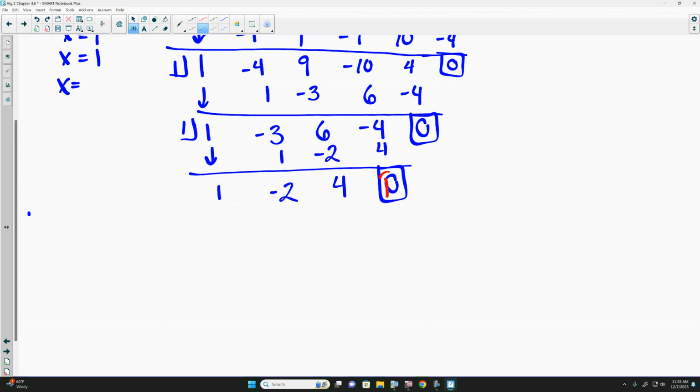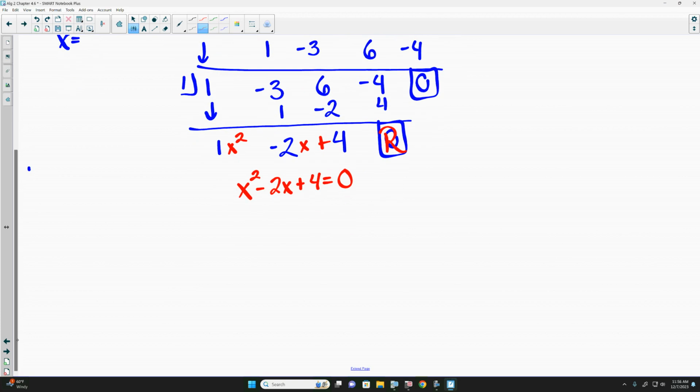So we're going to put our variables back in. The number in the box is our remainder, and it is 0. The number in front of it, 4, is our constant term, our term without x. Our negative 2 is our term with x, and 1 is our term with x squared.